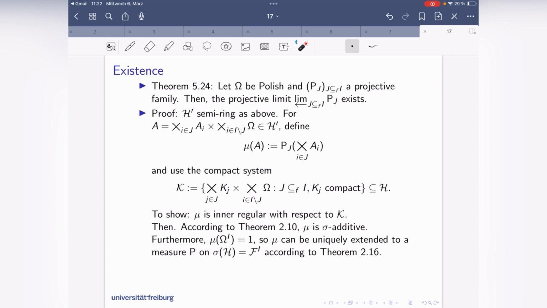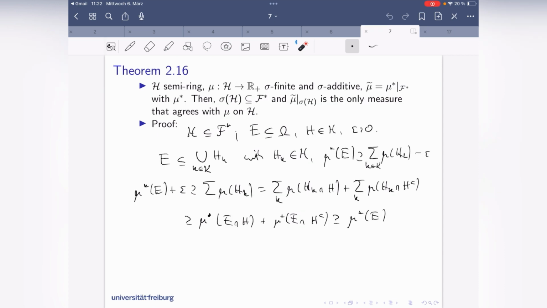And we had these theorems here, 2.10 and 2.16. And the question is, I have defined mu here on H prime. How can I extend mu to the sigma algebra generated by H prime? And that was, in the first part of the whole lecture, a main topic. And what we are doing here, let's jump to 2.10 and 2.16. In 2.16, we had a semi-ring. We had a set function on the semi-ring, which is sigma finite and sigma additive.